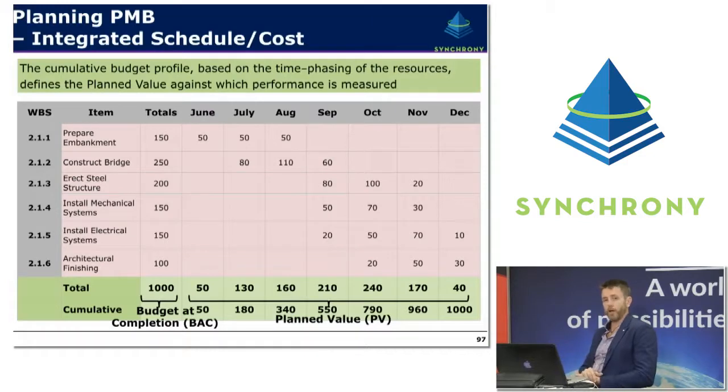So applying some earned value terminology to some of those quantities down the bottom. The overall budget being our budget at completion or BAC, and the time phased budget at the bottom of the screen represents the planned value. So within period June, for example, we have a planned value of 50 units, July 130, August 160, etc.